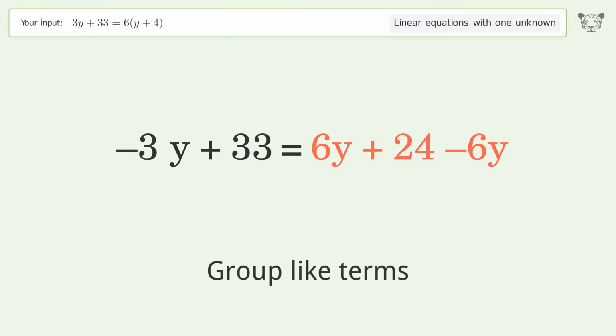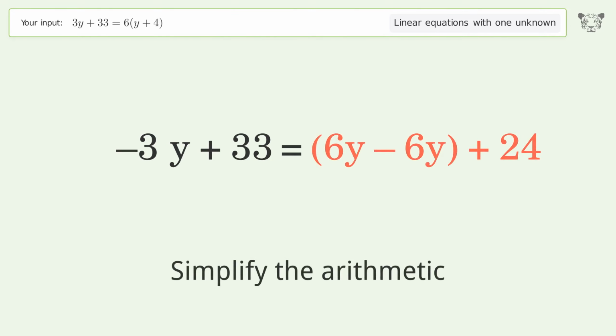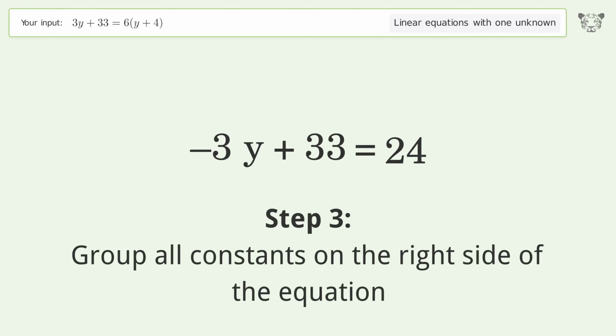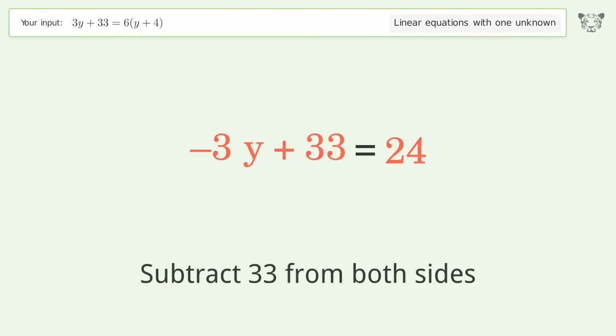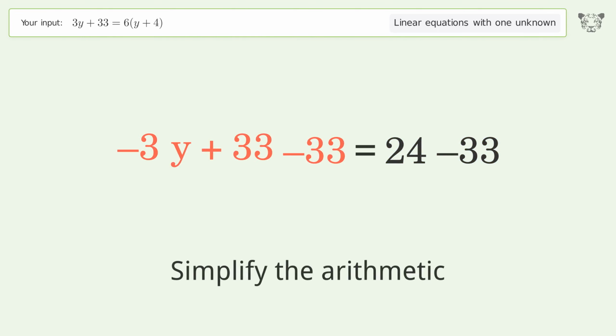Group like terms. Simplify the arithmetic. Group all constants on the right side of the equation. Subtract 33 from both sides. Simplify the arithmetic.